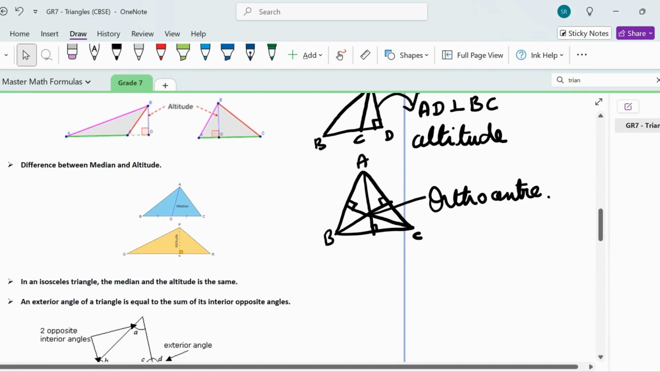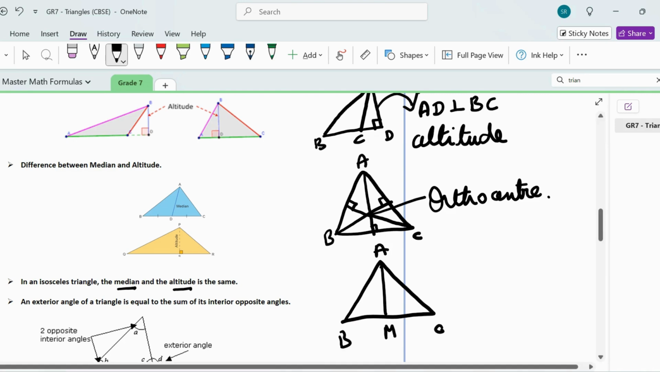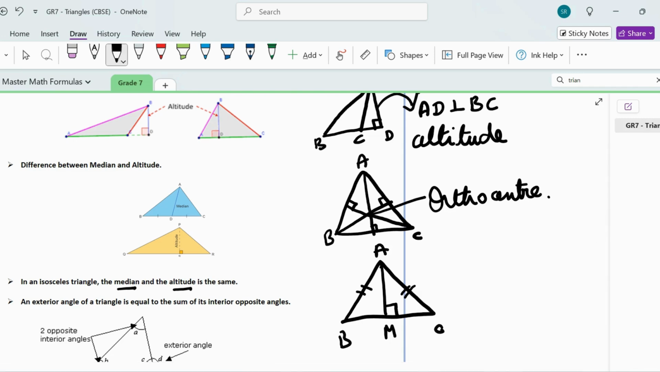In an isosceles triangle, please note the median and the altitude are the same. That is, the line joining the vertex to the midpoint of the opposite side. You need to make a note that these are the two sides which are equal. In this case, AM is also the median and AM is also the altitude.